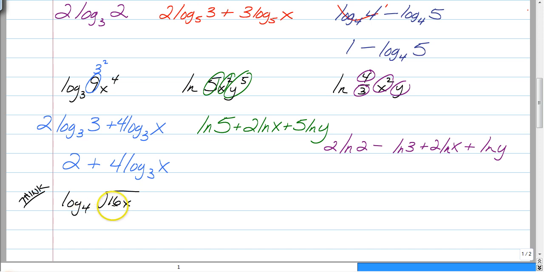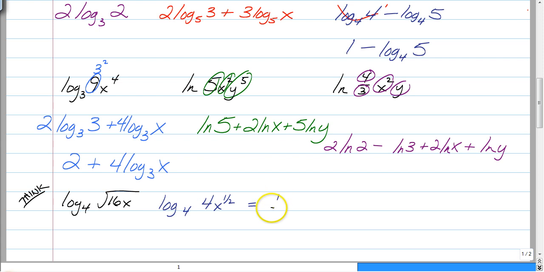So let's see. The square root of 16 is actually 4. And the square root of x cannot be simplified. So we got to think about this in terms of exponents now. So this can first be simplified to log base 4 of 4 times x to the 1/2 power, because that's the square root. And so now we're just going to rewrite that, splitting it up.